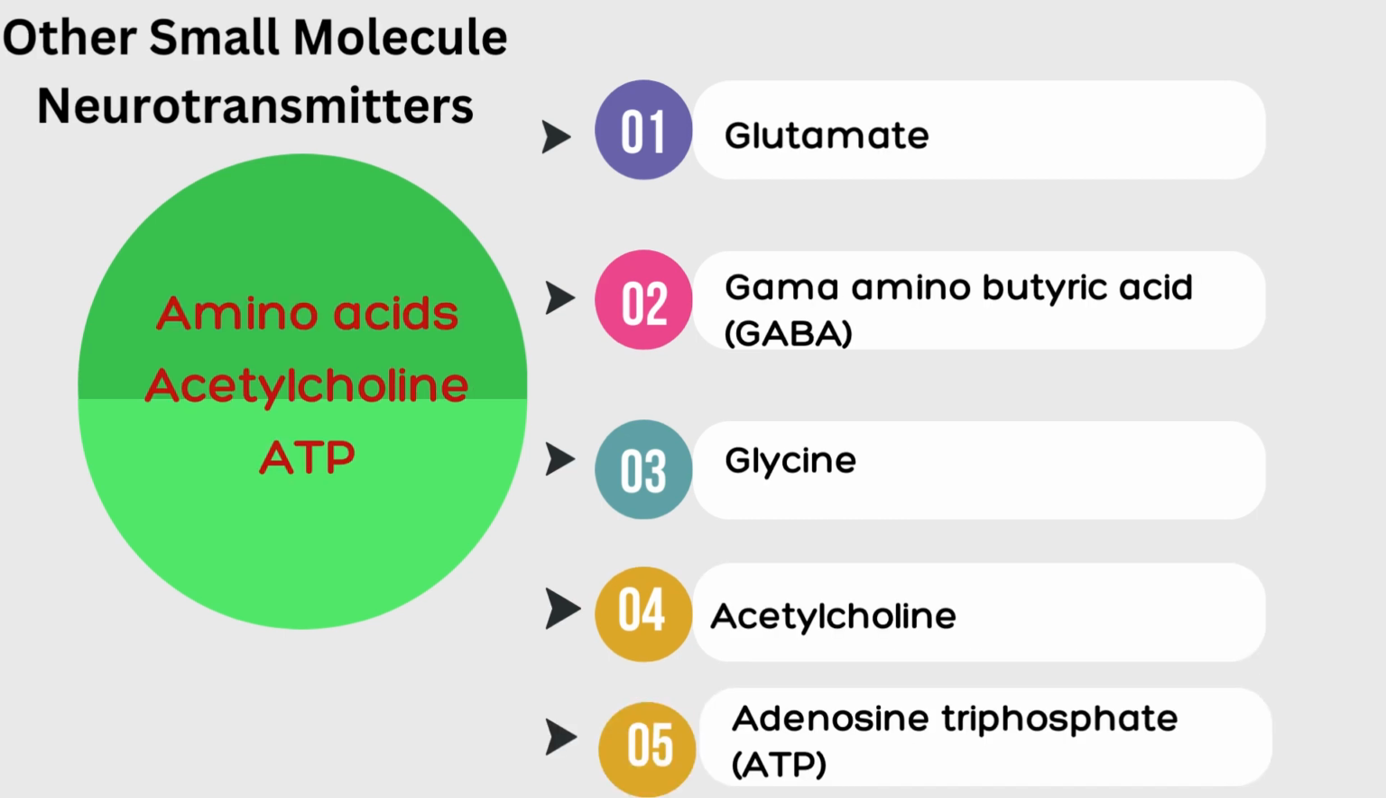Other small molecule neurotransmitters include several amino acids such as glutamate, GABA, and glycine. We also have acetylcholine and adenosine triphosphate or ATP as among the other small molecule neurotransmitters that we shall be looking at.